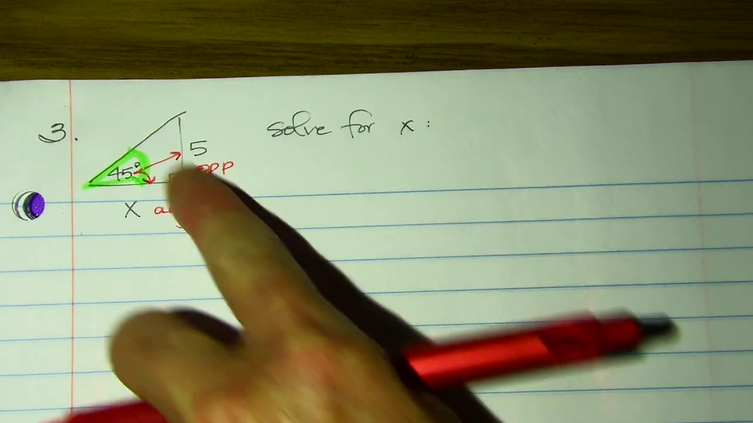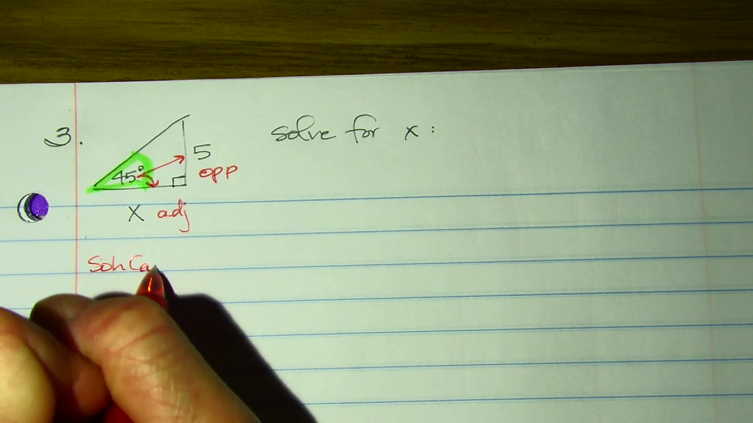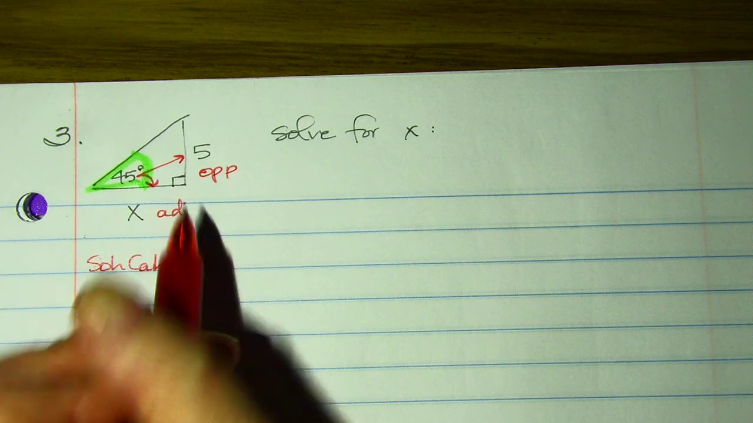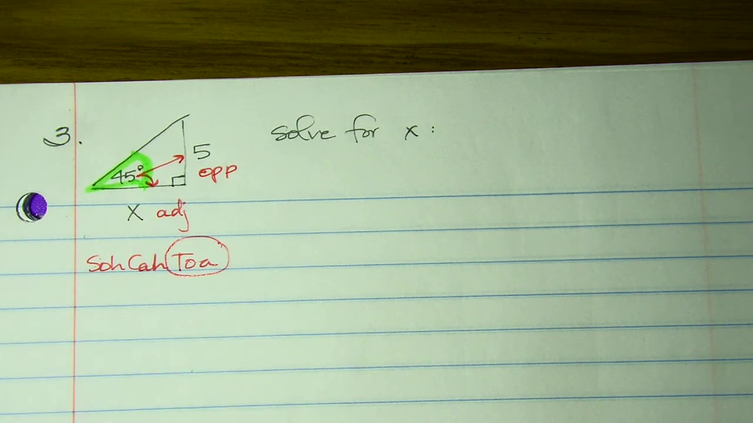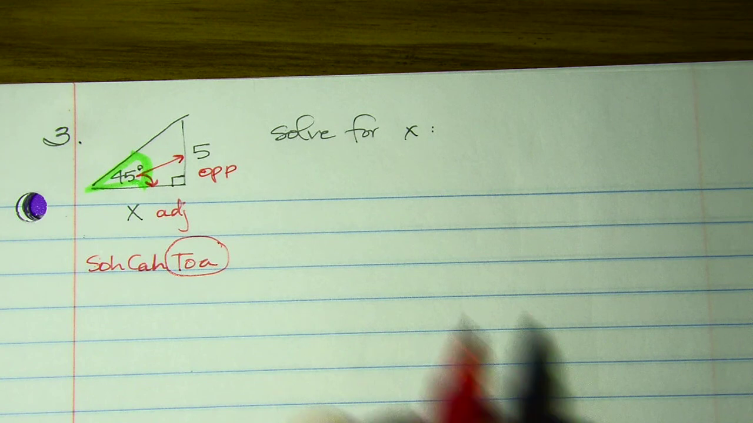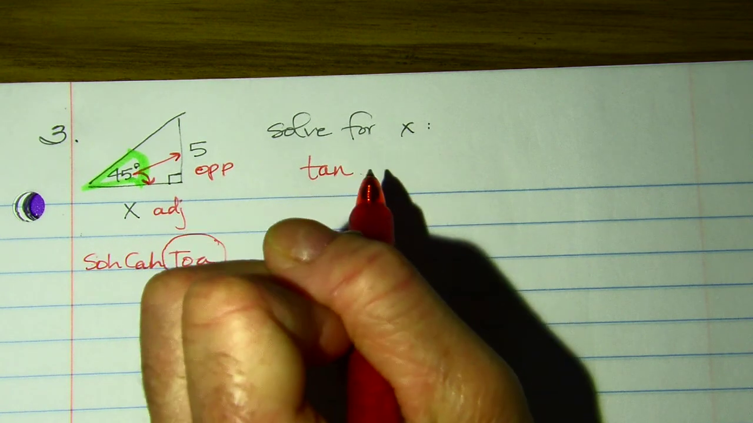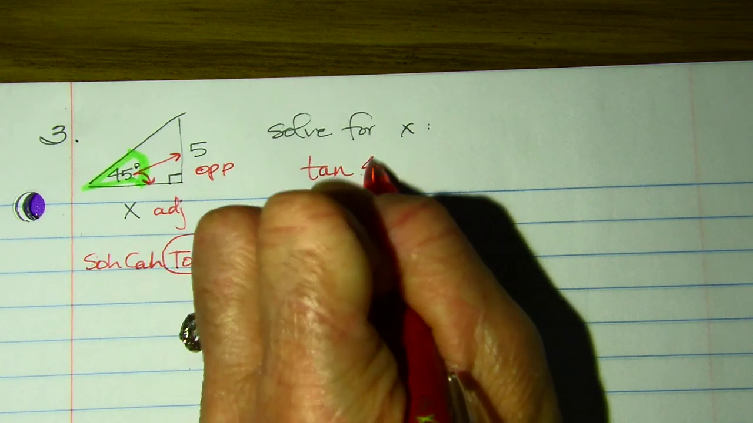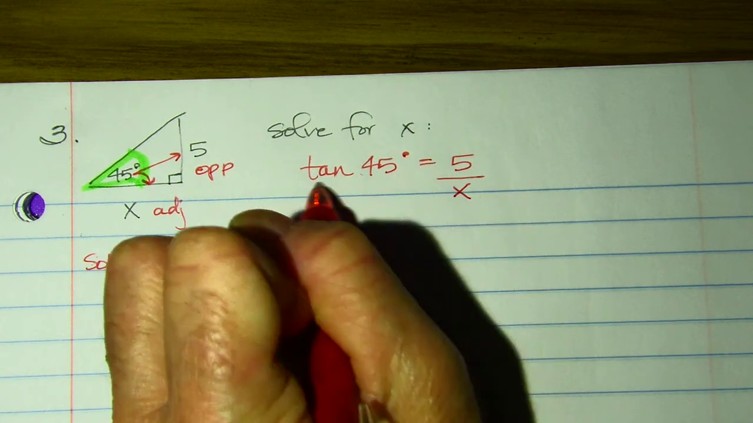Now notice they did not give me the hypotenuse. So I'm going to write SOHCAHTOA. I notice I have O and A, so I'm going to be using tangent because those are the sides they provided me with. For the tangent, I'm not going to write theta, I'm going to write the angle they actually gave me. So the tangent of 45 degrees equals 5 over x.